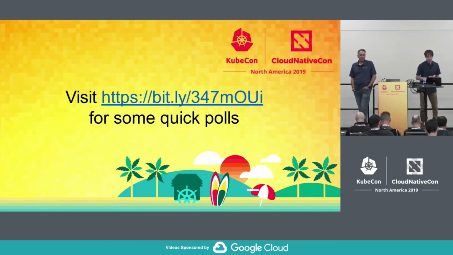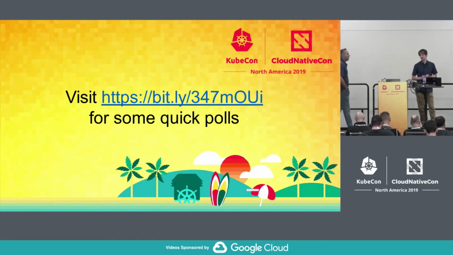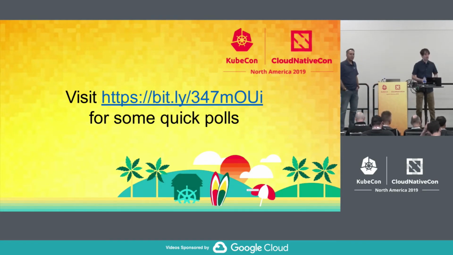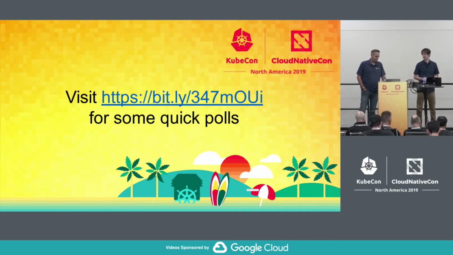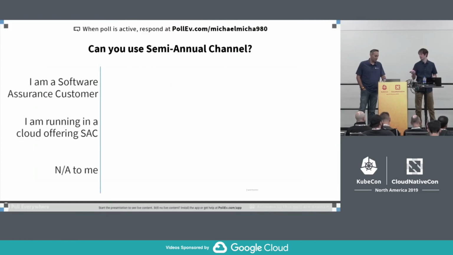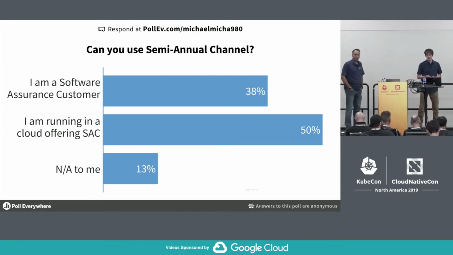And so if you can grab that address. If you guys can grab your phones out and see if you can visit the address really quickly. It's bit.ly 347 MOUI. Next slide. And so we actually have a couple questions here. Did everybody get the address? Does the address at the top still work? There's people already starting to. Okay. So you're going to see some questions there.